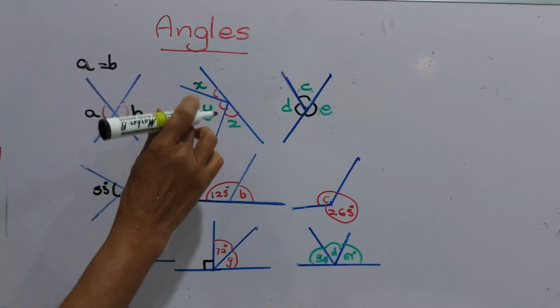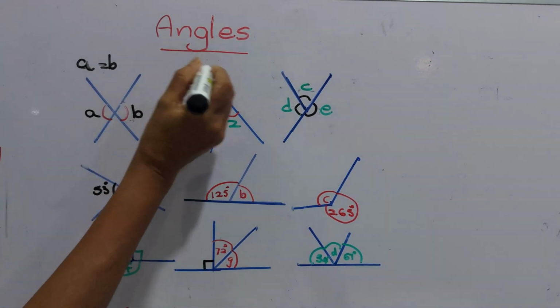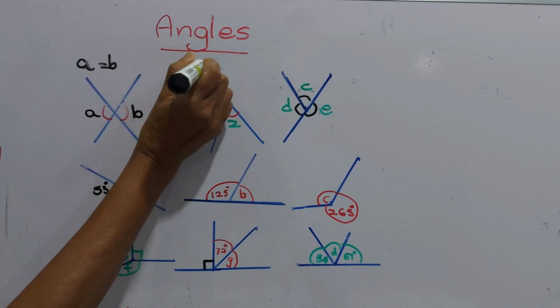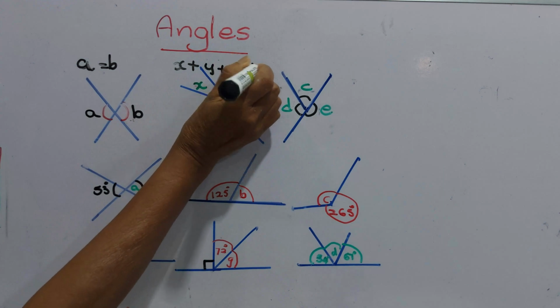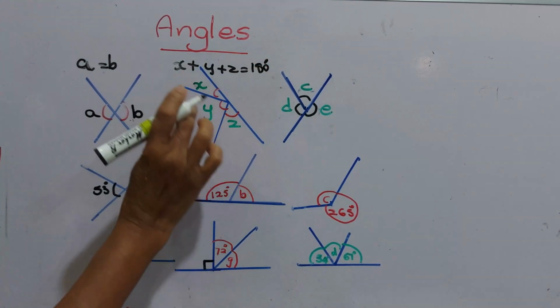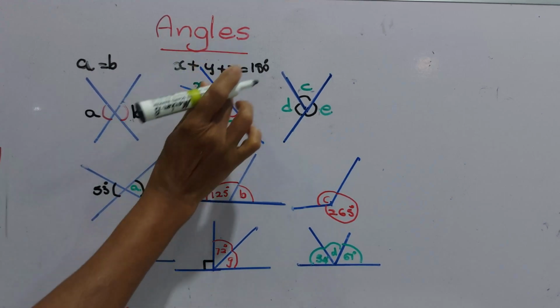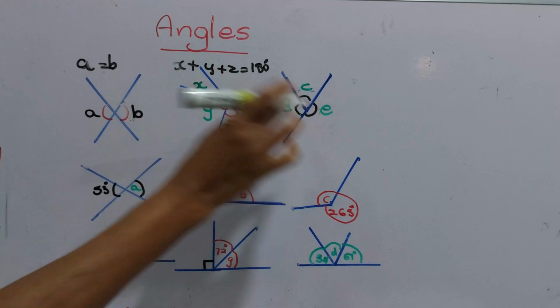Angles on a straight line add to 180. That means X plus Y plus Z equals 180. That's a straight line. These three angles are on a straight line. Then X plus Y plus Z equals 180. This is another point.